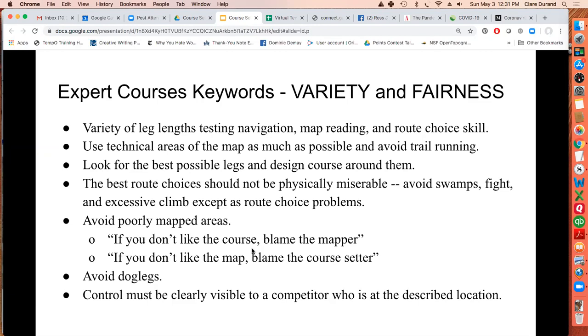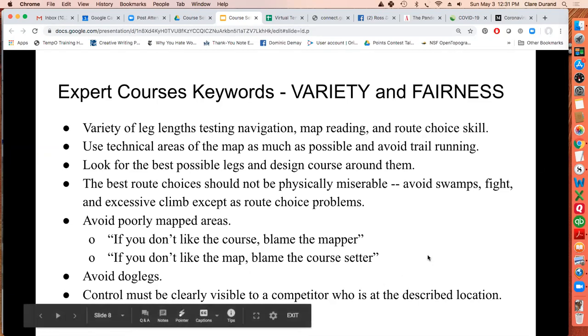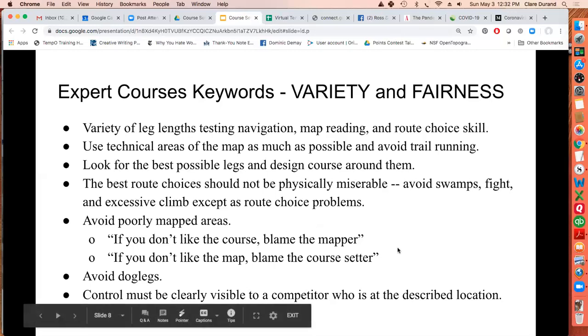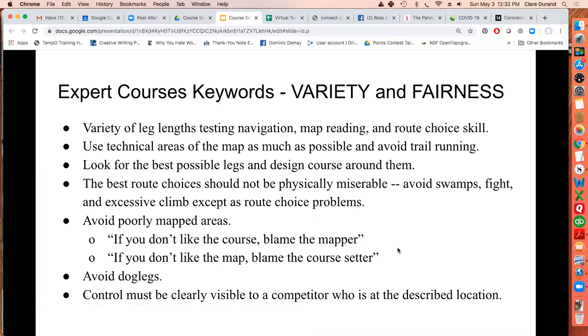But if you're running around on your course and you're running into a lot of things on the map that you think are bad, well, that's because the course setter didn't do their job in making sure that they only set things in places where the map was accurate enough to support the course. So if you're running into things on your map where you can't really even tell where this control should go, then don't put it there, or have the mapper remap the area to make sure that it's clear.